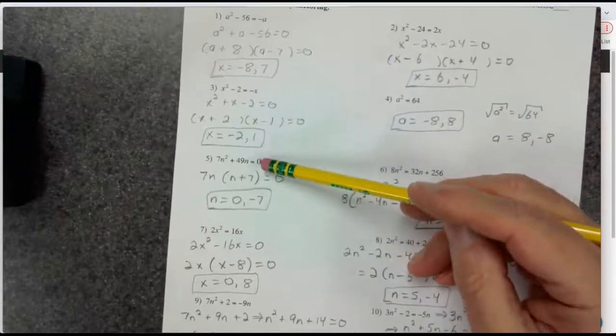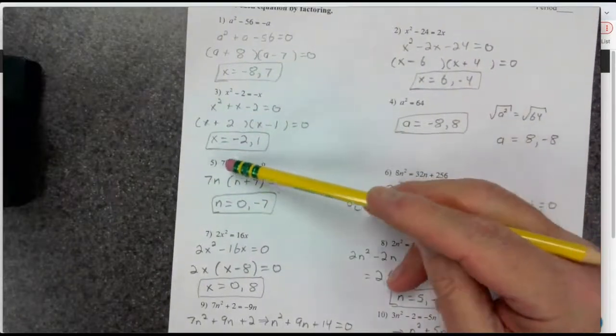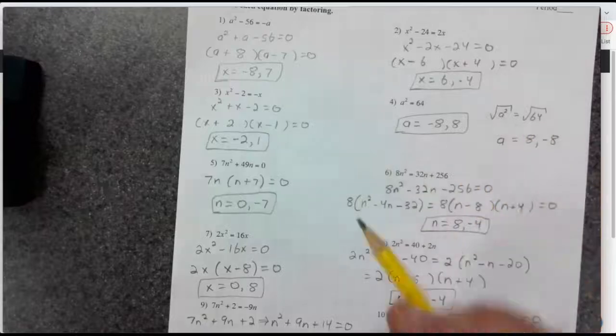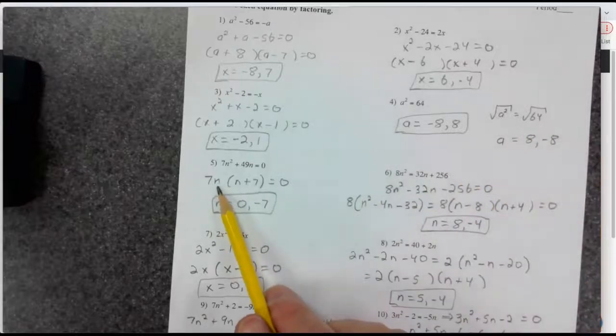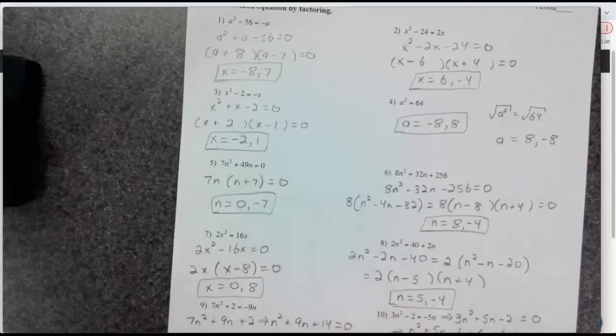All right, guys, this one right here, again, it's already in standard form. You can factor out a 7n. Guys, and when you factor out n like that, equal to 0, n then has to be 0, or negative 7.